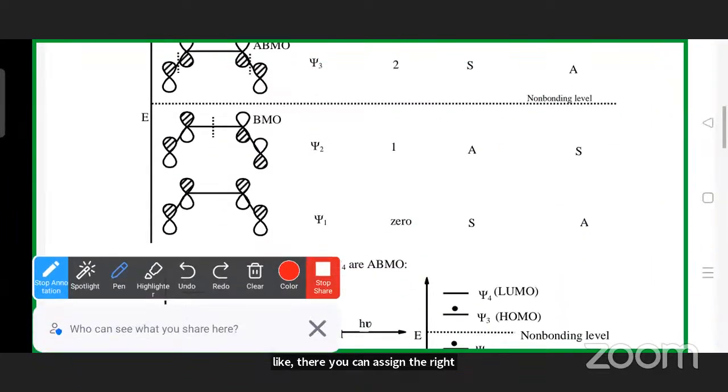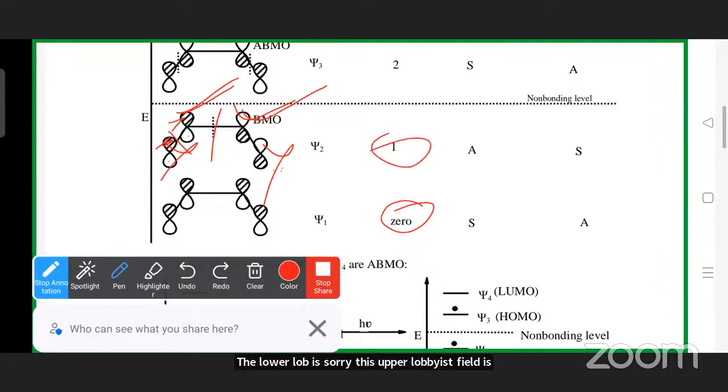So in this particular example, you see these are filled lobes, the upper ones are all filled and the lower ones are all unfilled. So there is no node, zero nodes here. And here, the upper lobes are filled on one side and the lower lobes are filled on the other side, so no node here and no node here. But here the upper lobe is filled and this upper lobe is unfilled, so one node is possible. Like that.